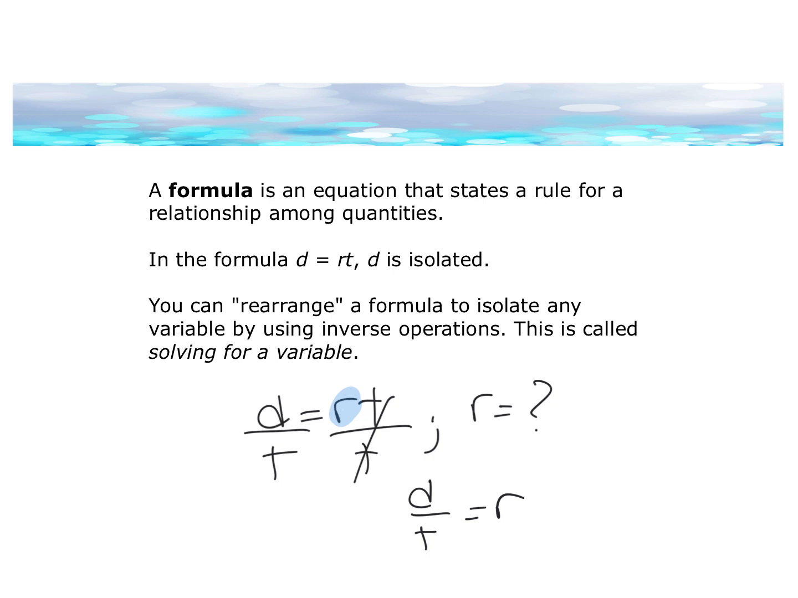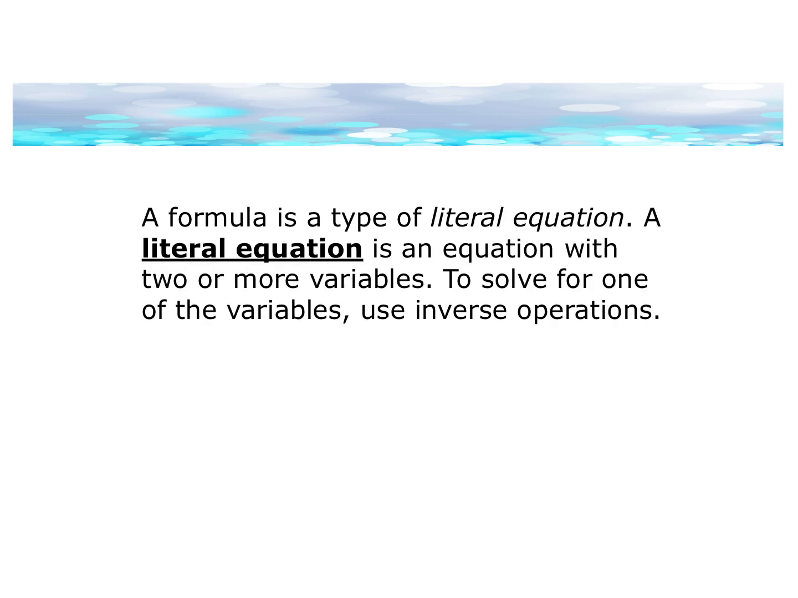Usually what we've been doing is working with the same variable or different variables within an equation, but you're able to combine them. In this case, you do not combine them because they're not the same variable. A formula is a type of literal equation. A literal equation is an equation with two or more variables. To solve for one of the variables, we use inverse operations.